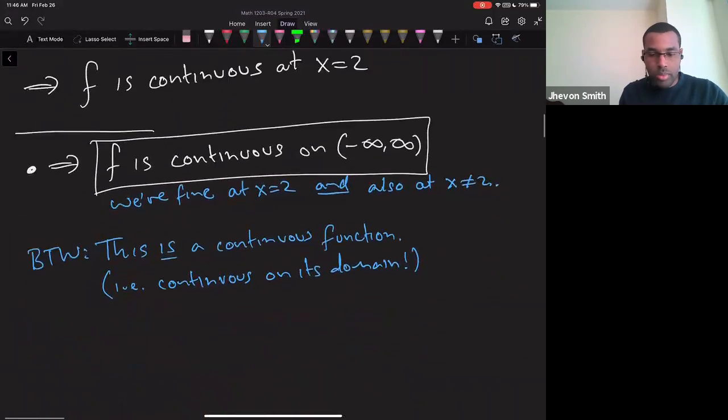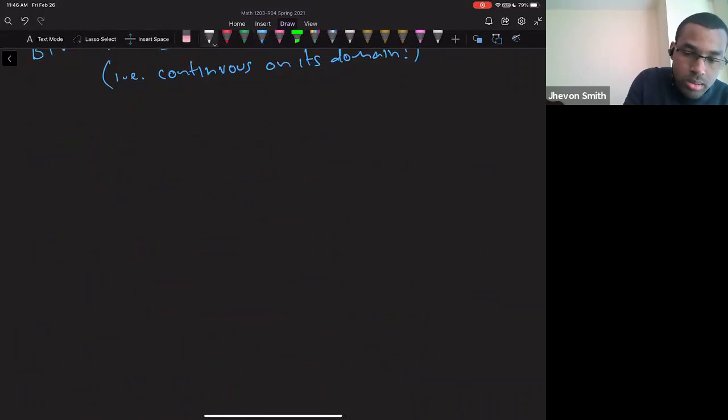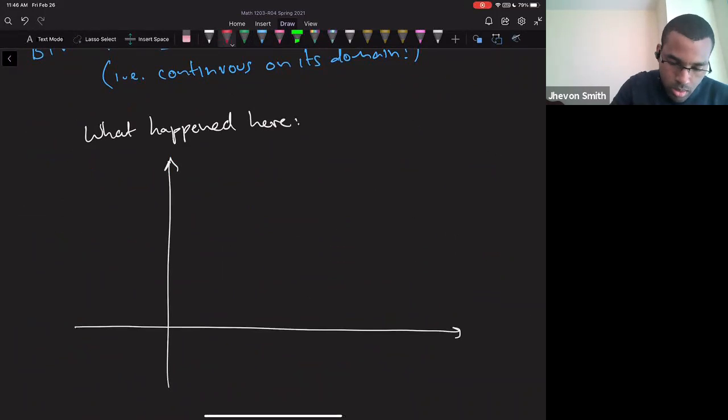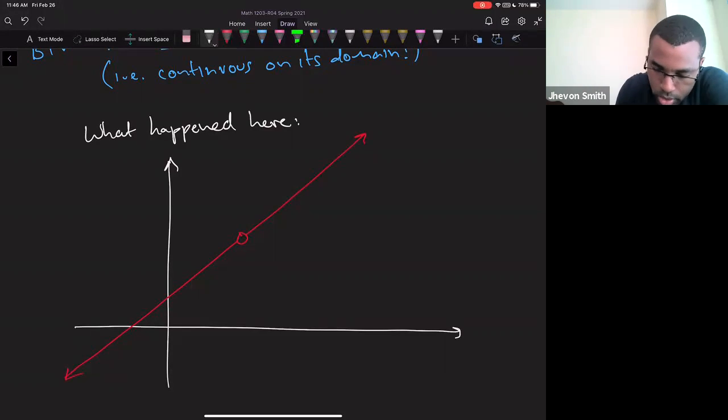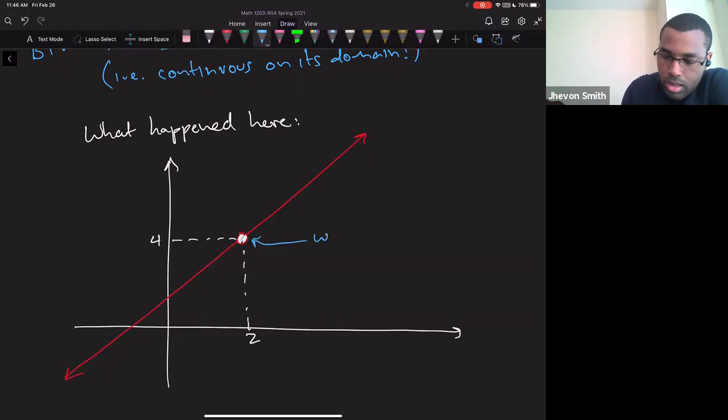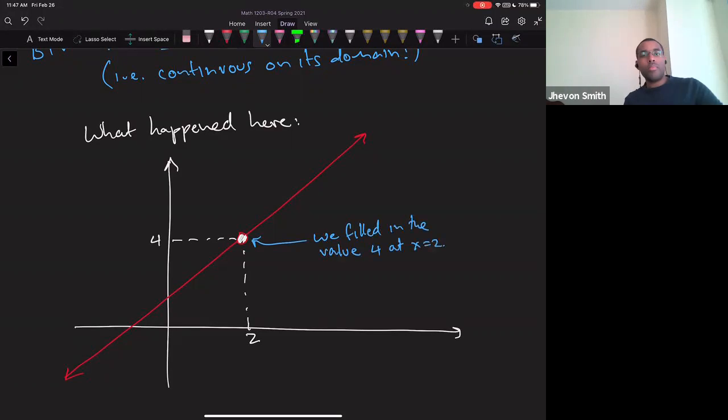So again, what happened here is that we had this situation where at 2, there was potentially a problem, but someone filled it in, right? And so now it's continuous.